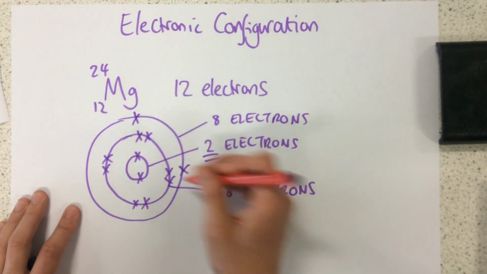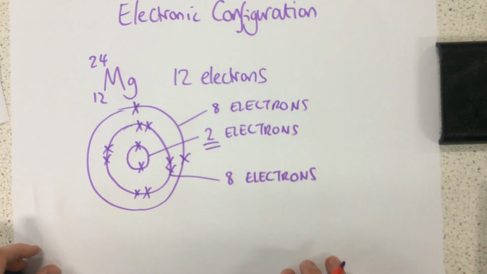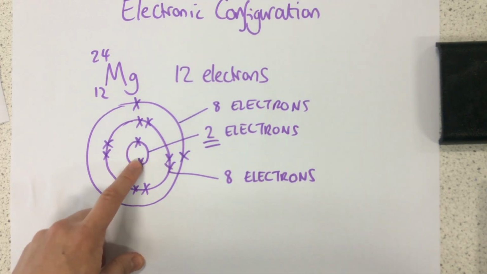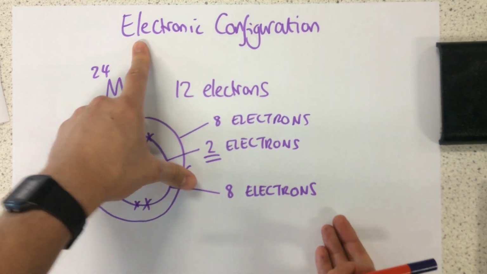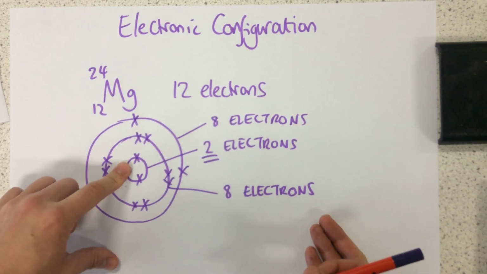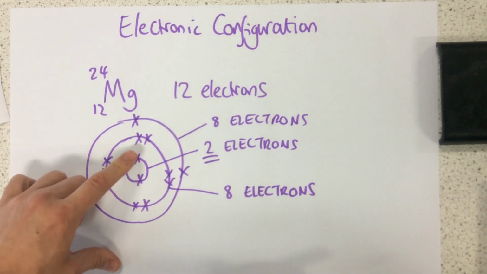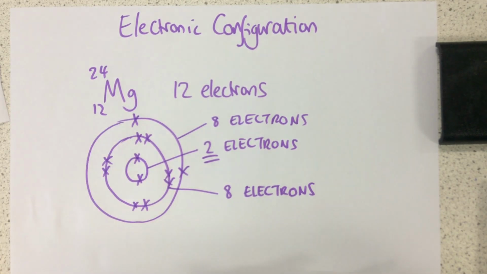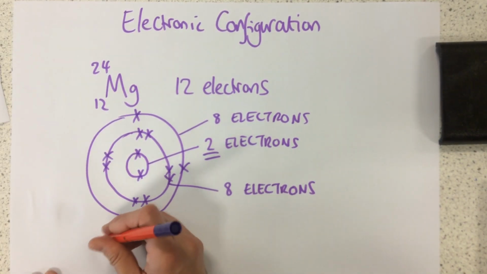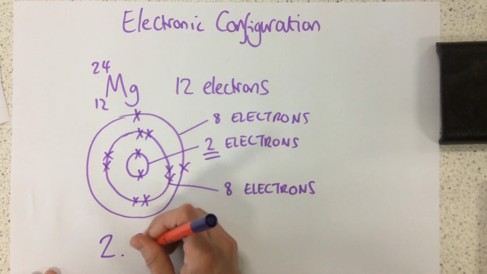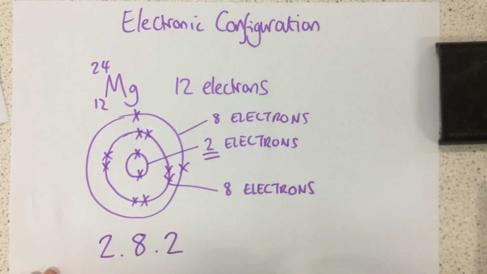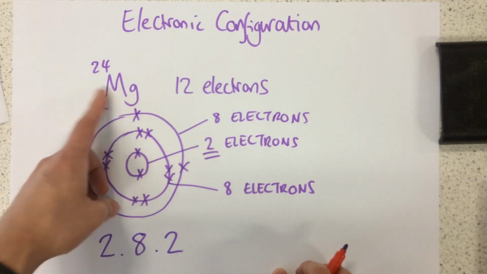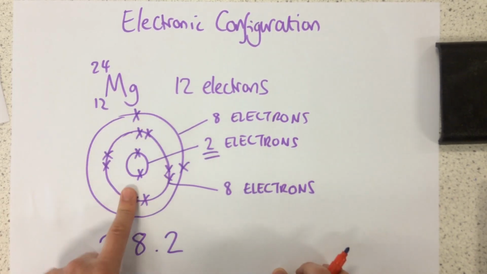So 1, 2. If I was asked to state the electronic configuration of this, because sometimes the question says state the electronic configuration, all you need to do is this. You say how many electrons are in the first shell, how many are in the second shell, and how many are in the third. So it would look like this: 2, 8, 2. That is the electronic configuration of magnesium, and it's drawn like this.